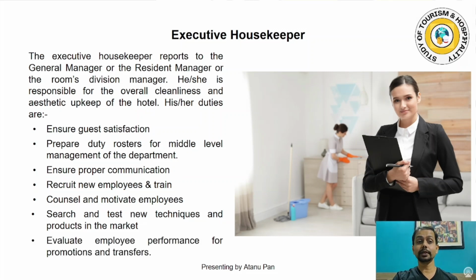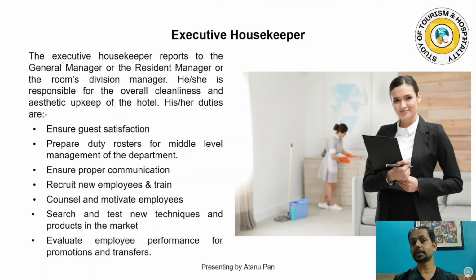Next is to evaluate employees' performance for promotion and transfer. This is very important. After providing training and upgrading everything, it is not the case that the thing is done and now my employees know everything. If I am the executive housekeeper, I train my staff, but it is not like I'm okay now, they will perform well. Now I have to check the performance level. If I have 10 staff, I check whether all 10 are working properly or not, or if they are facing any problem during their work, the executive housekeeper has to solve it. So this is evaluating employees' performance for promotion and transfer.